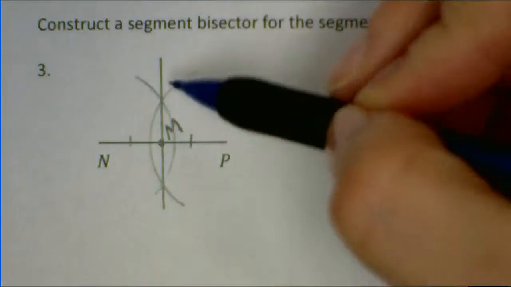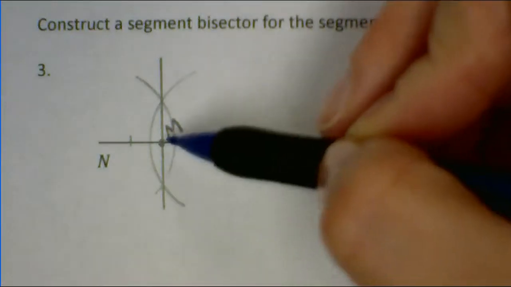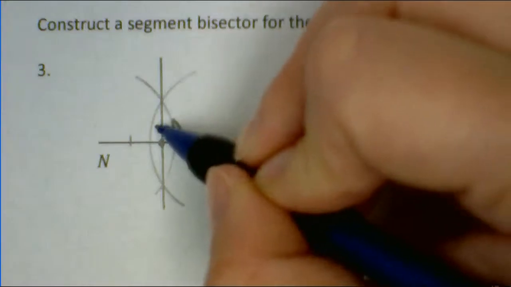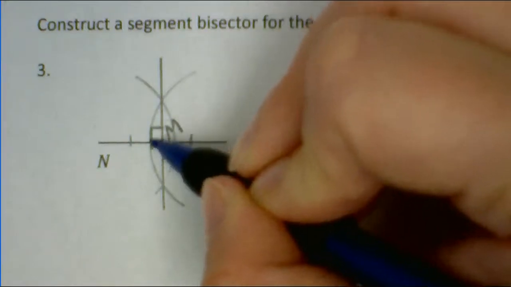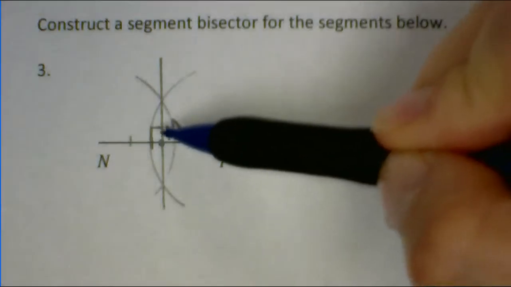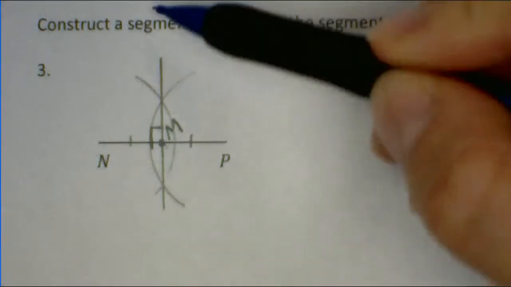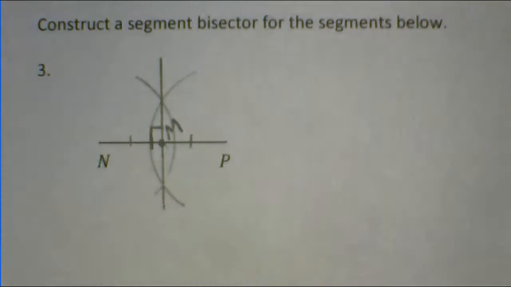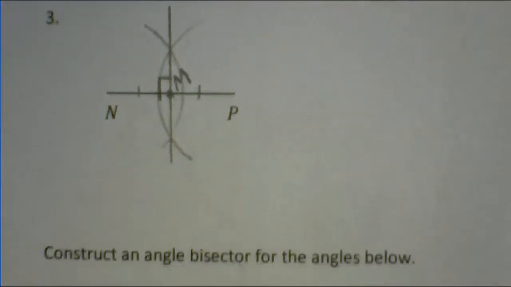Perfect. Now, one thing to know, guys, this is my segment bisector, and it's also a perpendicular bisector. So you're going to hear that vocabulary term a lot more in the future, but just know that it is not just bisecting the segment, it is making a perpendicular bisector to that segment. We're actually going to talk about that, I think, on Monday, a little bit about perpendicular.